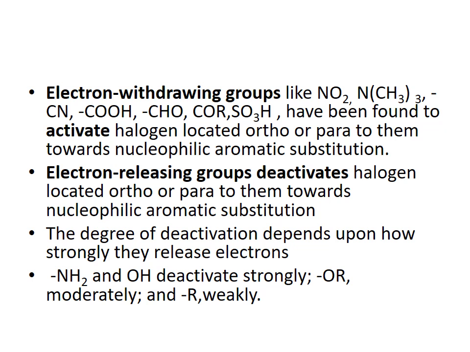So we can see it is just the reverse of what we have learned in the electrophilic aromatic substitution reaction. So this is nucleophilic aromatic substitution. We have learned electrophilic aromatic substitution previously. In electrophilic aromatic substitution reaction, electron releasing groups were activating. But in nucleophilic aromatic substitution reaction, electron withdrawing groups are activating groups. And the degree of deactivation depends on how strongly they release electrons. In the case of electron releasing groups, NH2 and OH groups deactivate strongly. OR group deactivates moderately. The alkyl groups deactivate weakly.